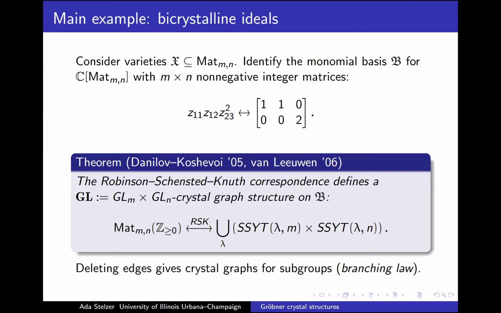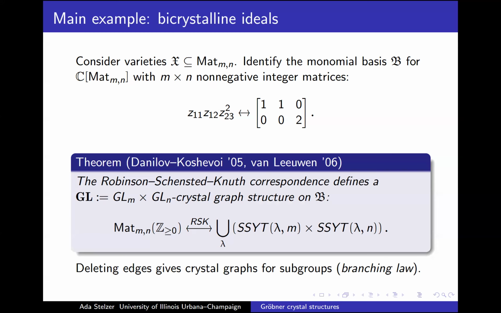You can think of it as defining this crystal graph structure on non-negative integer matrices or on the monomials in this polynomial ring in a matrix of variables. Moreover, if we care about a group that's a Levi subgroup of boldface GL, so some product of GLs embedded inside here, then we also get those crystal structures for free just by deleting edges from this RSK crystal graph.